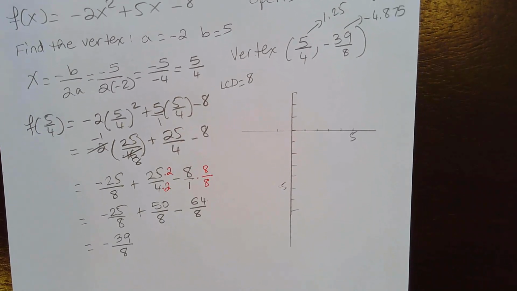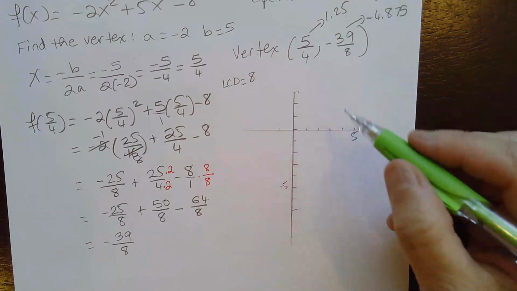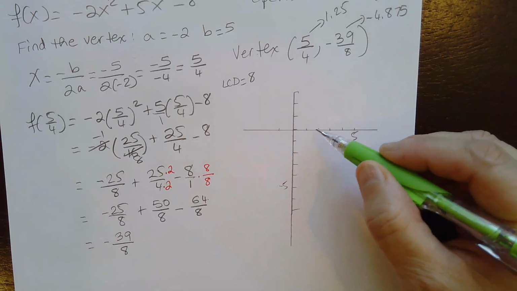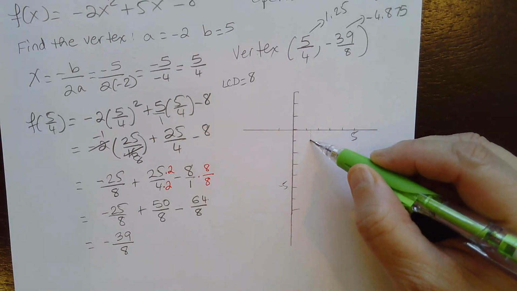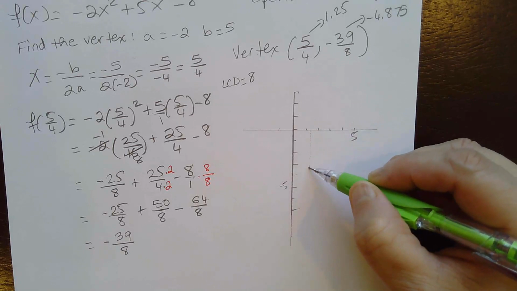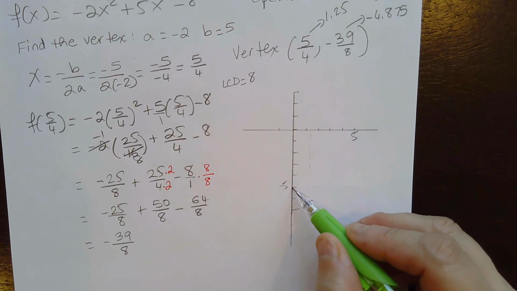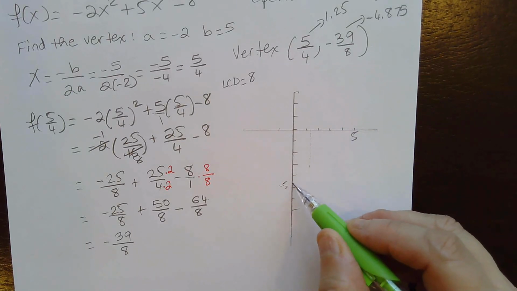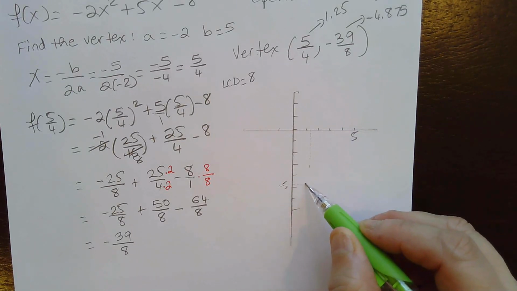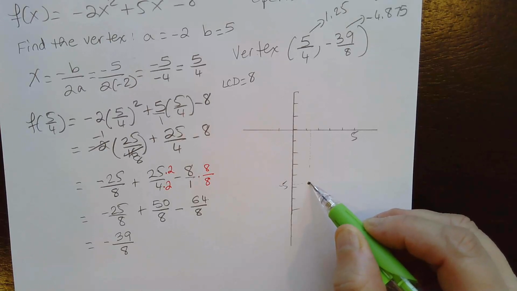So if we go ahead and plot the vertex, 1.25 is the x-coordinate. This is 1, this is 2, so looking at here, this is 1.25. And the y-coordinate is negative 4.875. Here's negative 5, here is negative 4, so you're looking at around here, and here's your vertex.